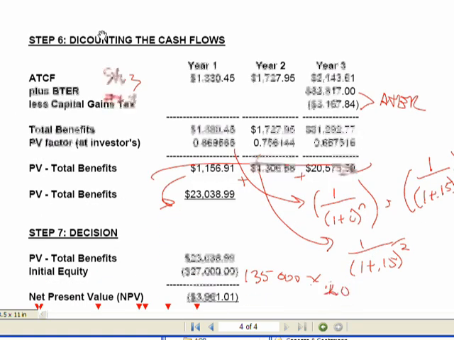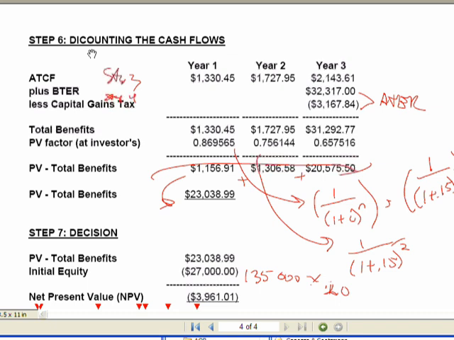My favorite steps are steps 6 and 7. These are fun. Step number 6 is discounting the cash flows. All we're doing in step 6, we're not calculating any new cash flows. We've already calculated the cash flows in steps 1 through 5. All we're doing here is putting the cash flows on a table for years 1, 2, and 3 in this case. And then we're discounting the cash flows back to present value to calculate the present value of the total benefits.